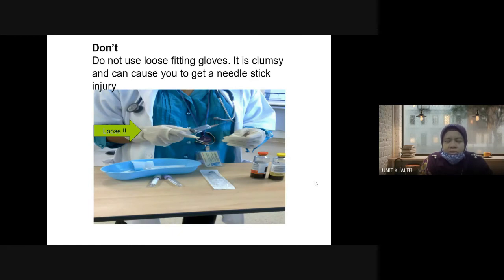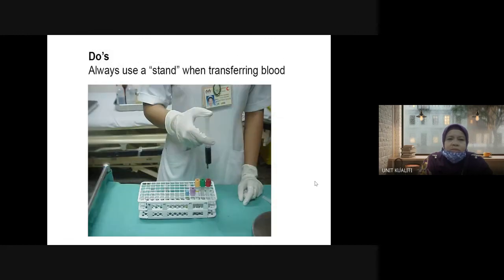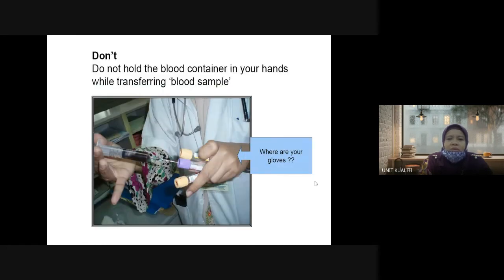Can you see the picture? Okay. It's loose. So you must find a well-fit glove for yourself. Do always use a stand when transferring blood, and do not hold the blood container in your hand while transferring blood sample. You can see from the picture, the doctor does not wear gloves and also holds the container in her hand. This can cause needle stick injury.